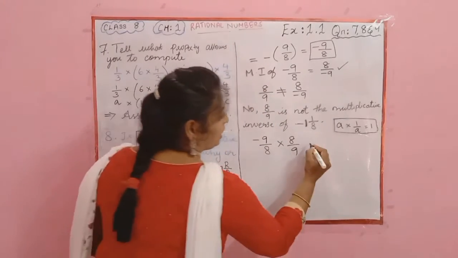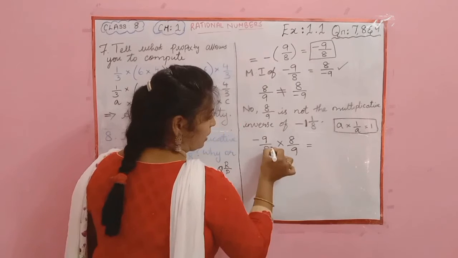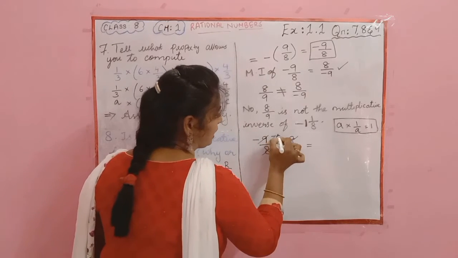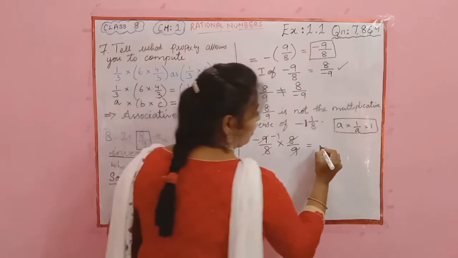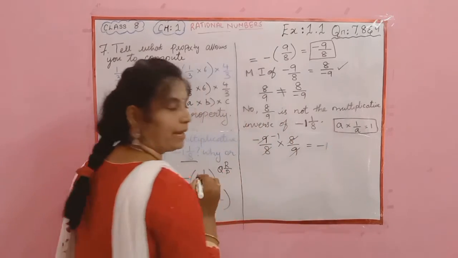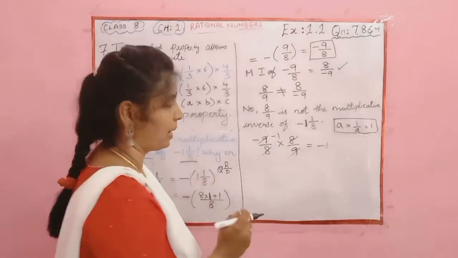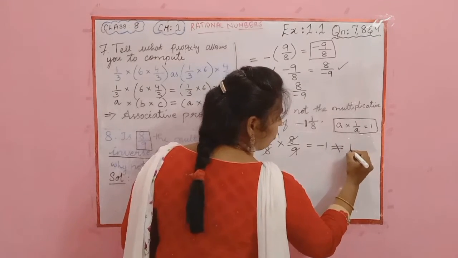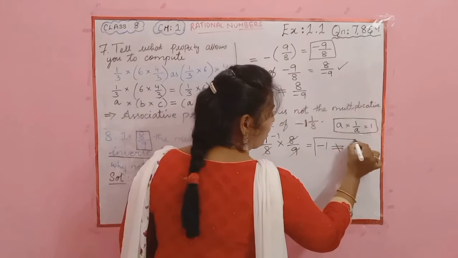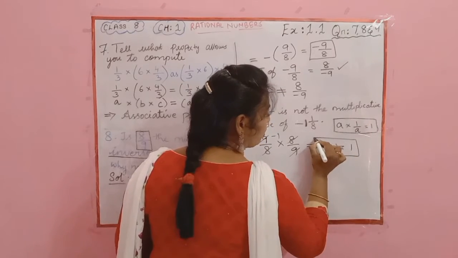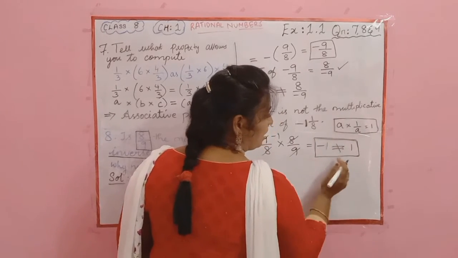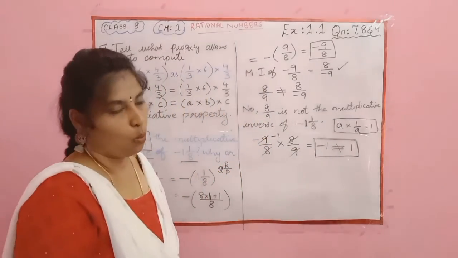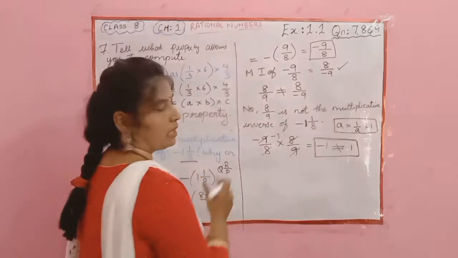So now if we multiply these two, what do we get? So 8 and 8 get cancelled, 9 and 9 get cancelled, but there is minus 1. So what product do we get? Product will be minus 1, and minus 1 is not equal to 1. Minus 1 is the product when you consider that as the multiplicative inverse. So minus 1 not equal to 1. So this is the justification.